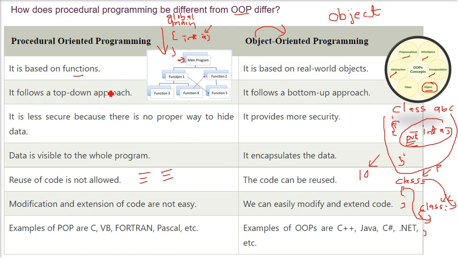In procedural, the examples are C, Visual Basic, Formula Translation or Fortran, and Pascal. In object-oriented, we have C++, Java, C#, and then PHP and Python. They are also object-oriented. PHP is for the web, for server-side programming.